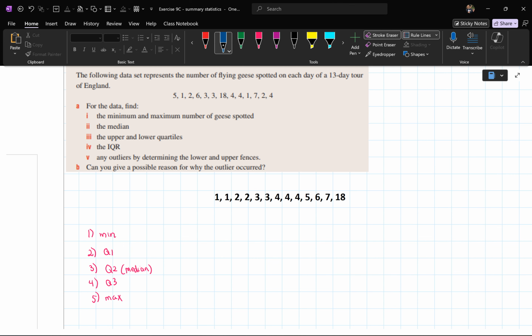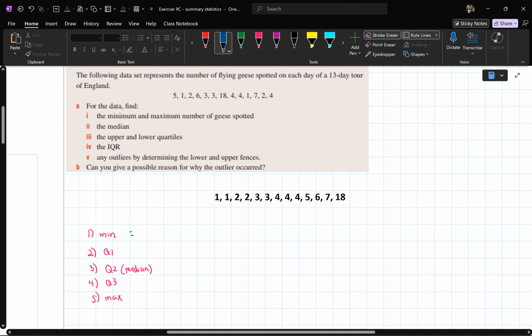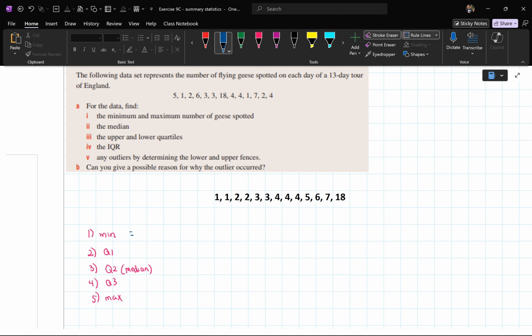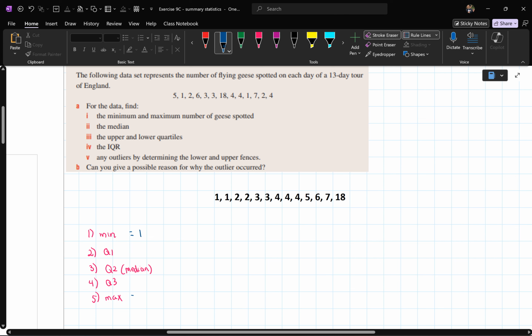Number 1. Now that you've organized the data, what's the smallest number, which is the minimum? What's the minimum equal to? Let's go with Tig. What's the minimum? 1. What's the maximum? Can I please have Jack? 18. Very good. Too easy. These are the first 2 numbers that most students should write down first.